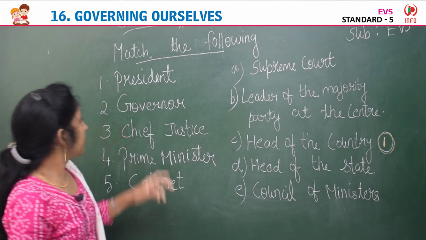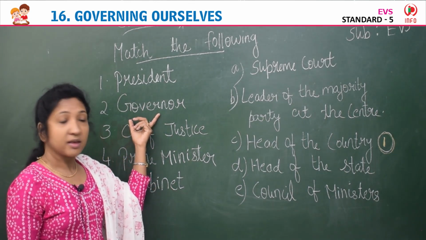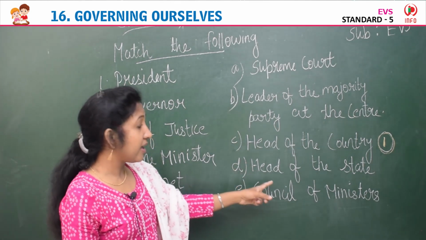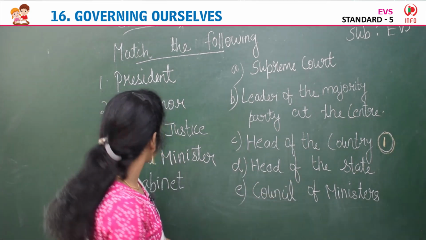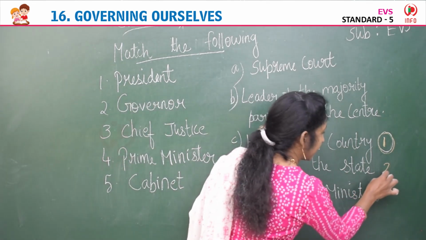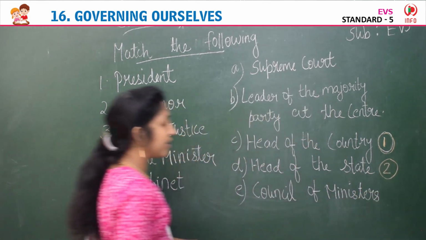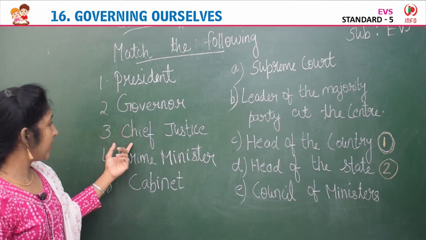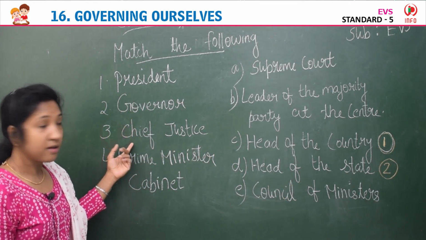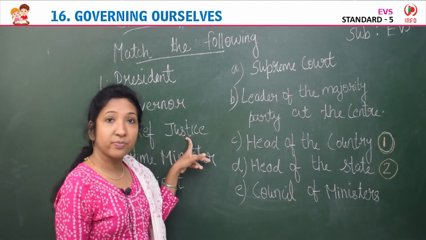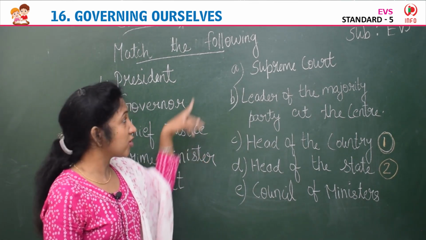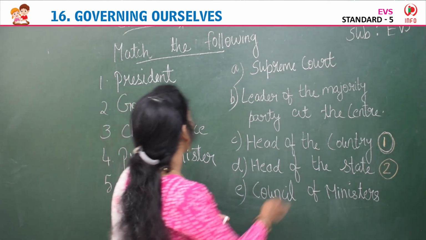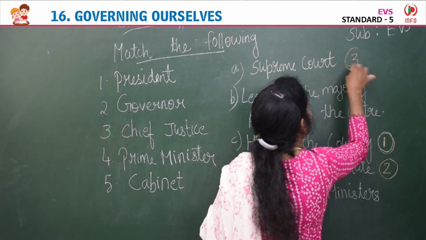Now, second, governor. Governor is the head of the state. So, this is the second answer. Now, third one, Chief Justice. Chief Justice is the highest official of the Supreme Court. So, Chief Justice, Supreme Court. This is the third one.